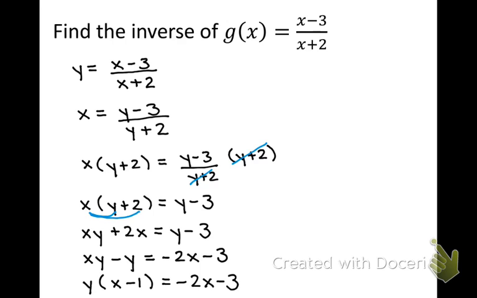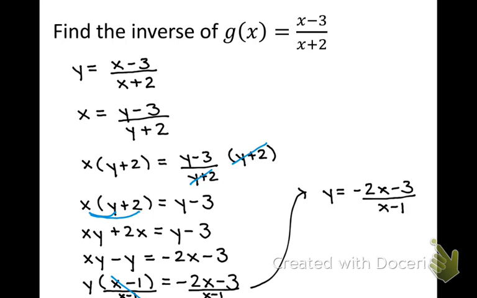Very last step. How are my y and my x - 1 connected? Multiplication. How do I undo multiplication? Division. So I need to divide both sides by this quantity x - 1. And I am going to get my final result of y = (-2x - 3)/(x - 1).